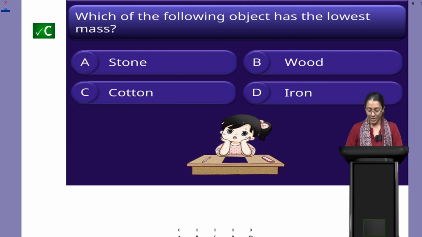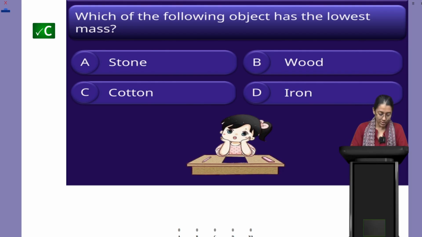So let's discuss. See, if we take one piece of stone or wood or iron, all of them will feel heavy, isn't it? But instead of these three things, if we take one piece of cotton, it will feel lighter compared to all these three, isn't it? So from this we can say that the object which has the lowest mass will be cotton.